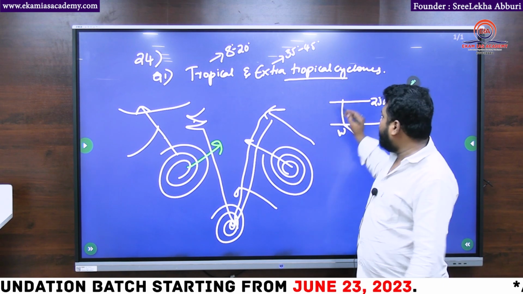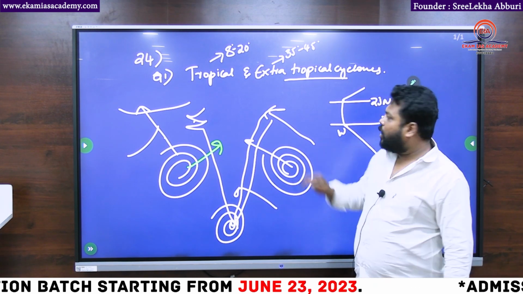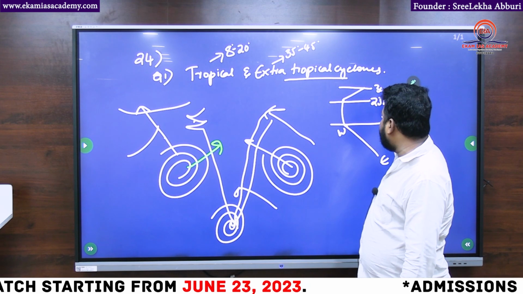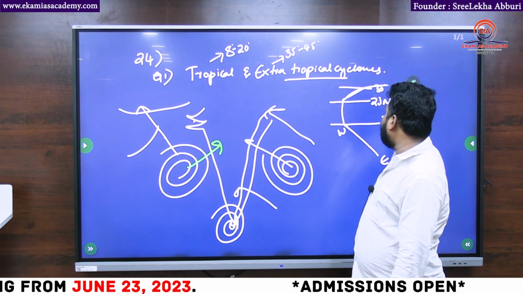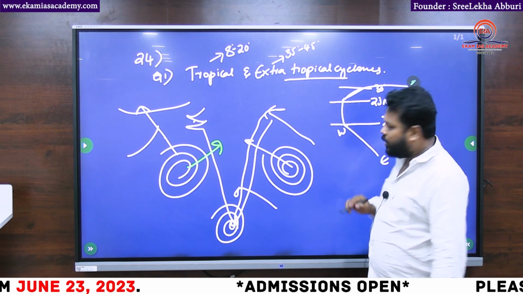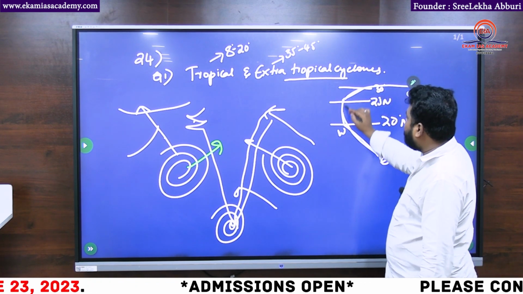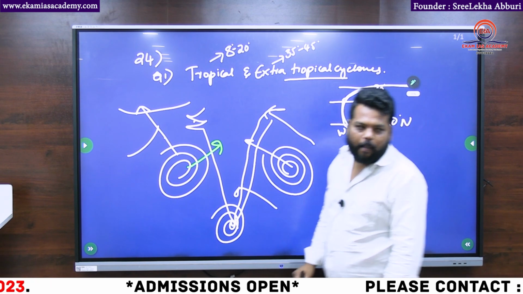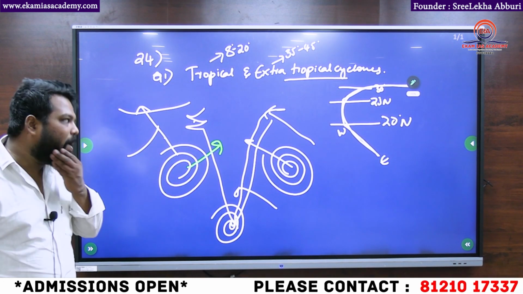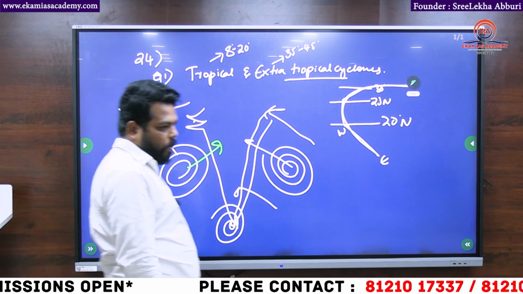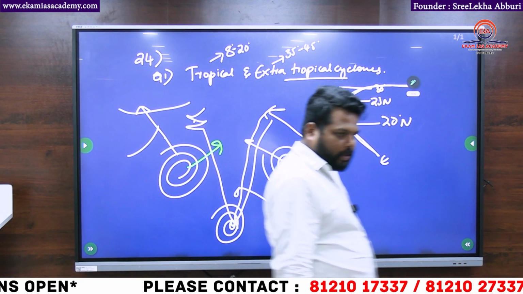After 25 degree, it moves northeast. Up to 30 degree, it will be moving northeast. And after 30, it will move east. This is the actual path of the tropical cyclone. Are you getting this point?